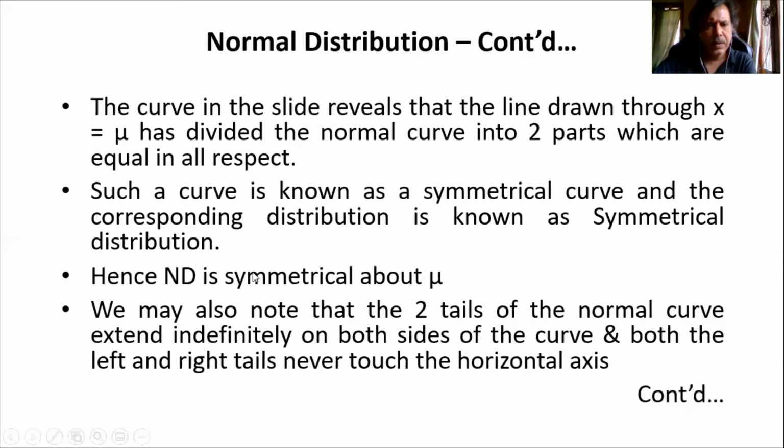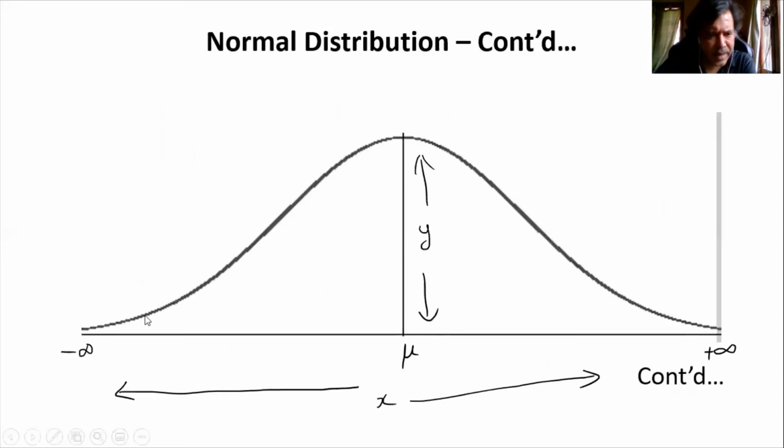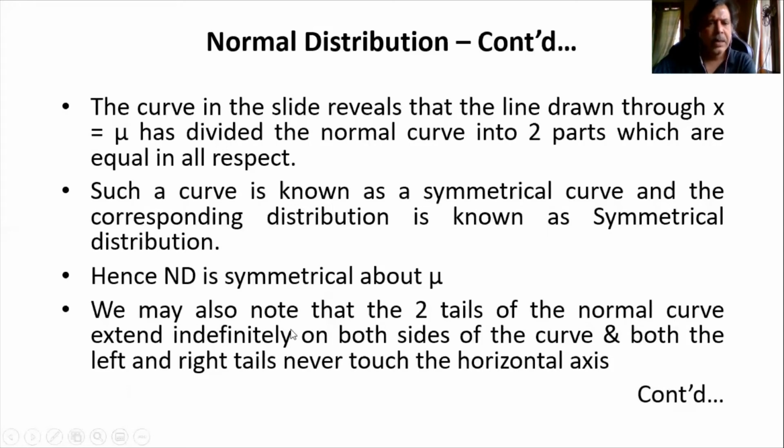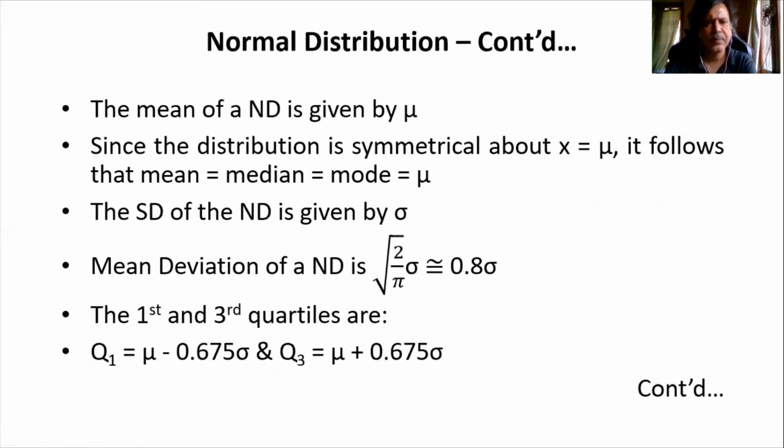Note that the two tails of the normal curve extend indefinitely on both sides. This means the curve never touches the x-axis. This tail also, this tail also, never touches the x-axis and goes to infinity. That's what is said here: indefinitely on both sides of the curve, and both the left tail and right tail never touch the horizontal axis.